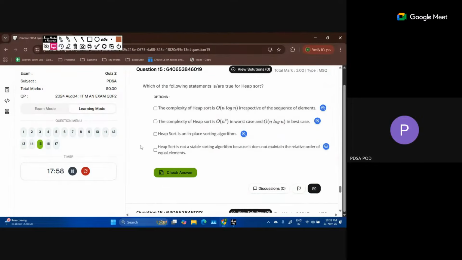Which of the following statements is not true for heap sort? Seriously? Okay, complexity of heap sort is n log n irrespective of the sequence of elements. You tell no. What do you want me to solve here? Divya, what do you want me to solve here?